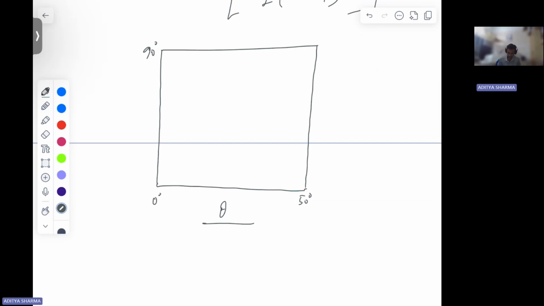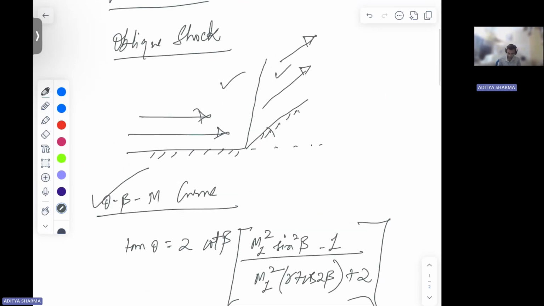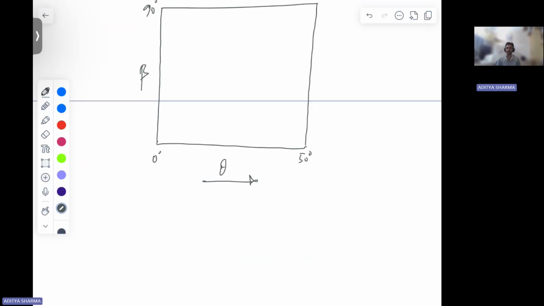In this direction, you have the deflection angle. In this direction, you have beta. Now, what is the deflection angle? This is the deflection angle. What is beta? This is beta. So these two angles. Then how the graph behaves, of this relation between theta and beta, also when we have some particular Mach number. So it is like this.